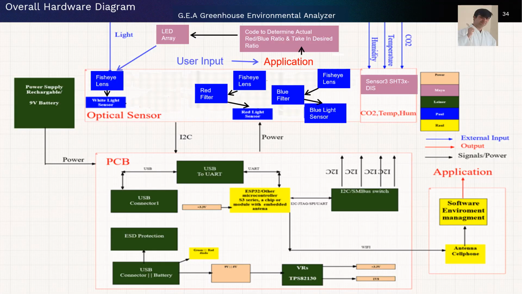Overall in our diagram, I will be focused more on the PCB part that we can see on the left side. We have a power supply that can be a 9-volt battery or a 5-volt USB connector. That power will be supplied through the USB connector or through the battery. It depends, and if it's through USB, it's going to go to a USB to UART communication chip that goes to the ESP32, and the ESP32 will send the signal to our I2C switch.